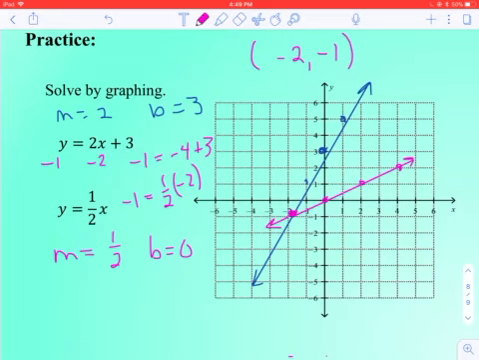So your homework today, you are graphing lines, systems of equations to figure out where they cross. That's going to be their solution. Make sure you write your answers as ordered pairs.